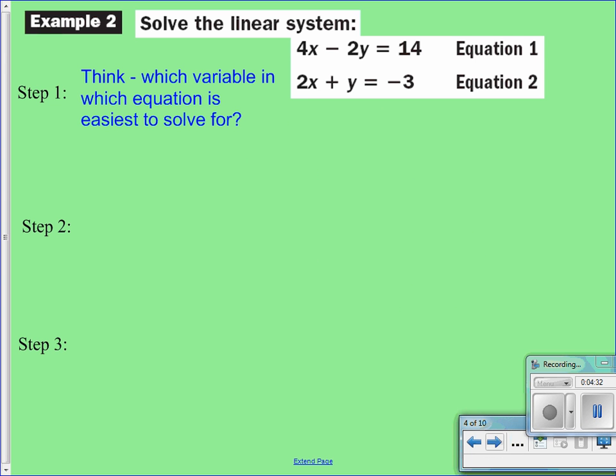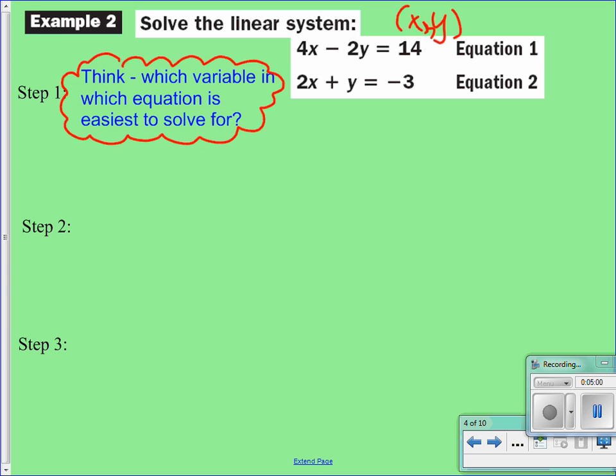So let me show you how to do this again. Example 2, we're going to solve this system. We're going to find the ordered pair, x and y, you know what I mean, that works for both of these equations. I've got 4x minus 2y equals 14, and 2x plus y equals negative 3. Using substitution, I need to get one variable by itself. But let's make this easy on ourselves.